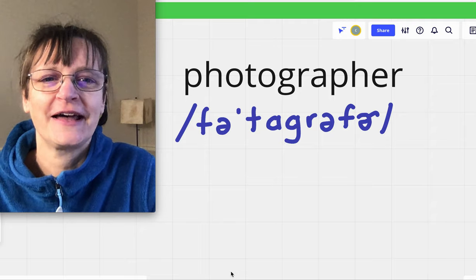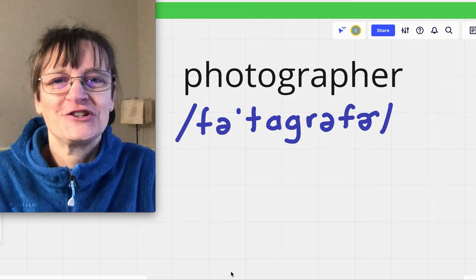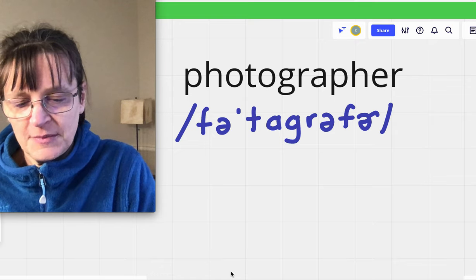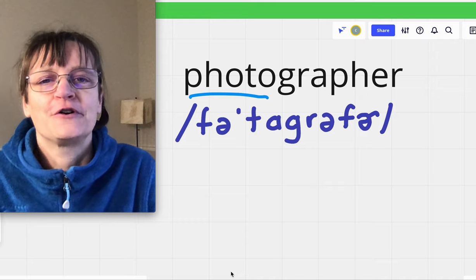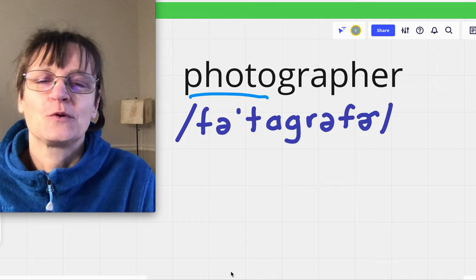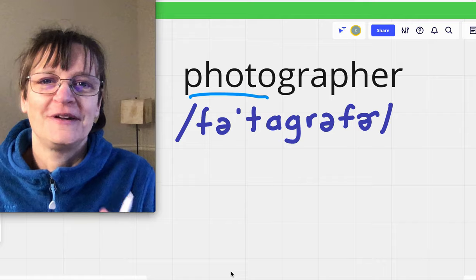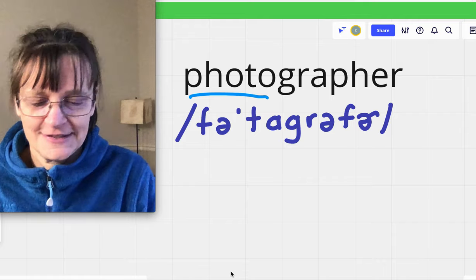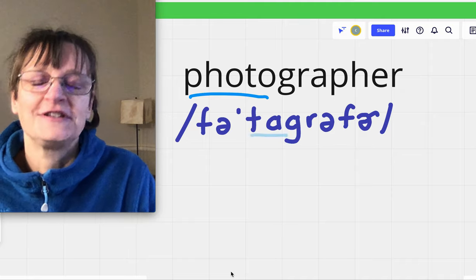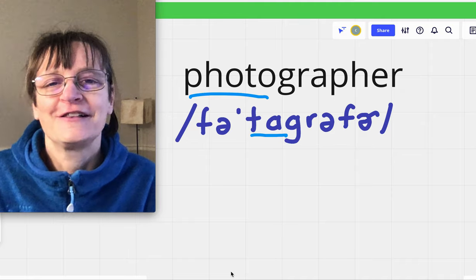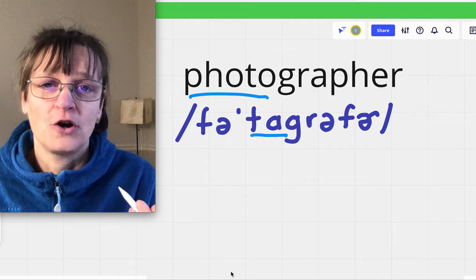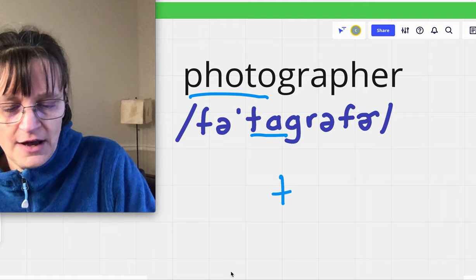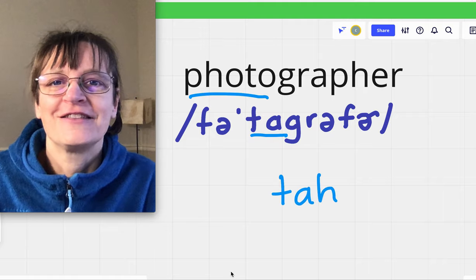So, looking at photographer, part of the issue with this word is that it does contain the word photo, which would make me think about pronouncing that word photo. And you need to rethink this word and move away from that. It doesn't sound like photo in the word photographer because it has second syllable stress. So the ta syllable is gonna have the clear vowel, and in this case, rather than an O, it has the ah vowel. So starting with ta can help me rethink this word.